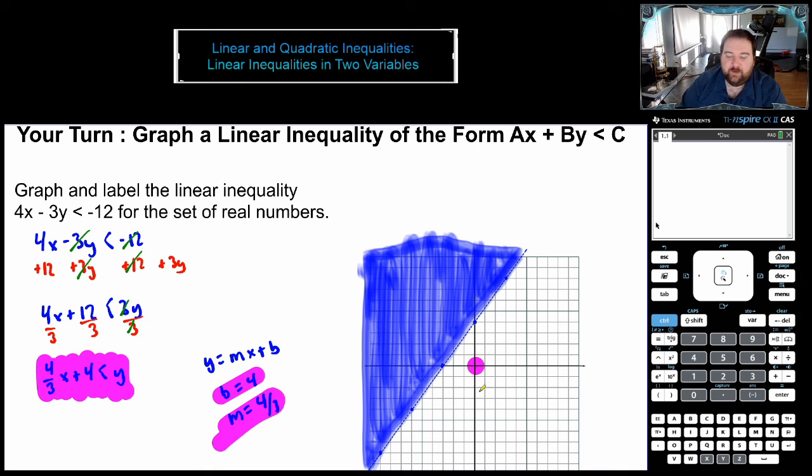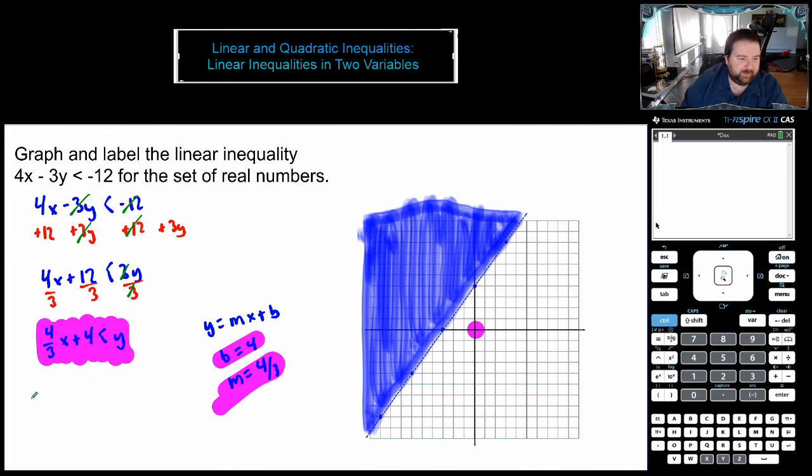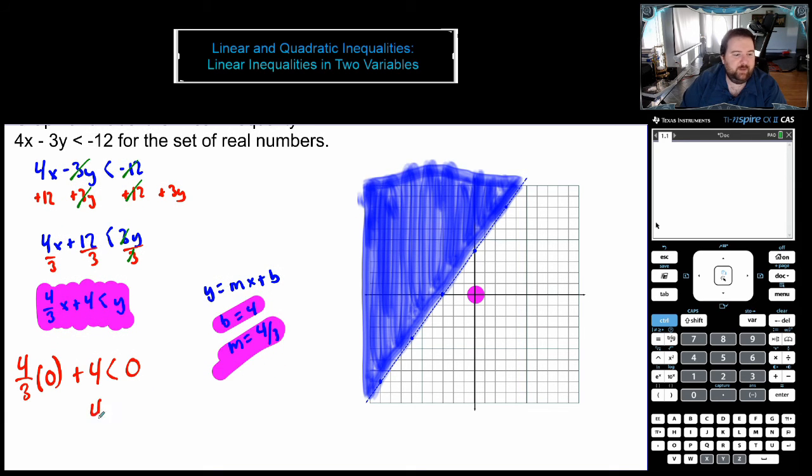And I could have picked a point. The point that I would have picked would be 0, 0. And I didn't do this, mostly because I'm used to doing these by now. But let's do this real quick. 4/3 times 0 plus 4 is less than 0. This is going to be 4 is less than 0, which is not true. So this point that I highlighted is false. It's not part of your solution region, which means your solution region lies on the other side, which I have shaded.